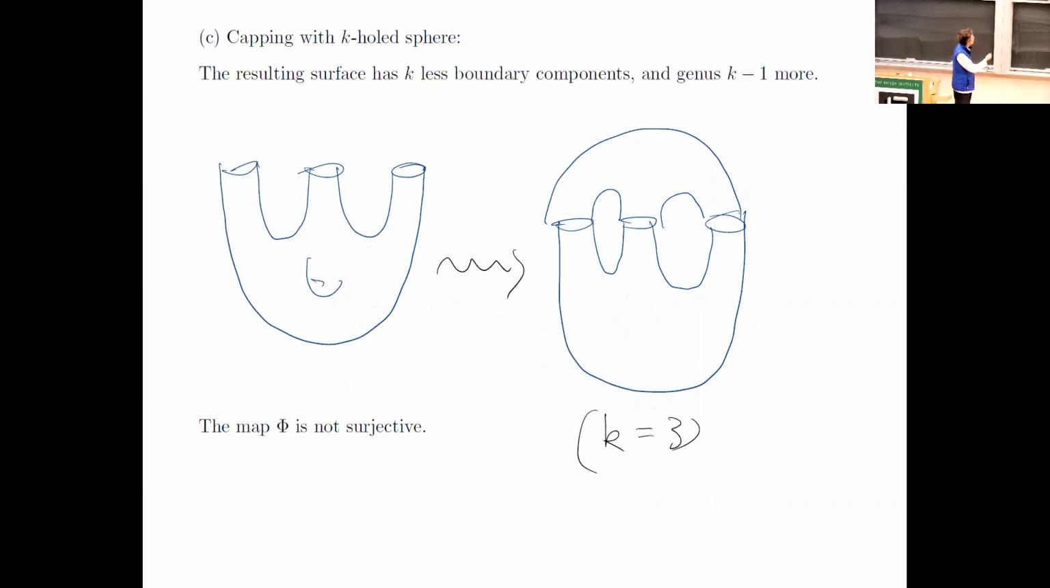So here is another case where you're capping with a k-holed sphere. So here we have 3 boundary components, and we're sealing them off with the boundary components of a pair of pants, a 3-punctured sphere. So the resulting surface has k fewer boundary components, and the genus goes up by k minus 1. In this case, the map phi is not surjective. You can check that by just checking the dimension of the character varieties. In the previous case, you couldn't check that because, in fact, the dimensions, in case B, were the same.